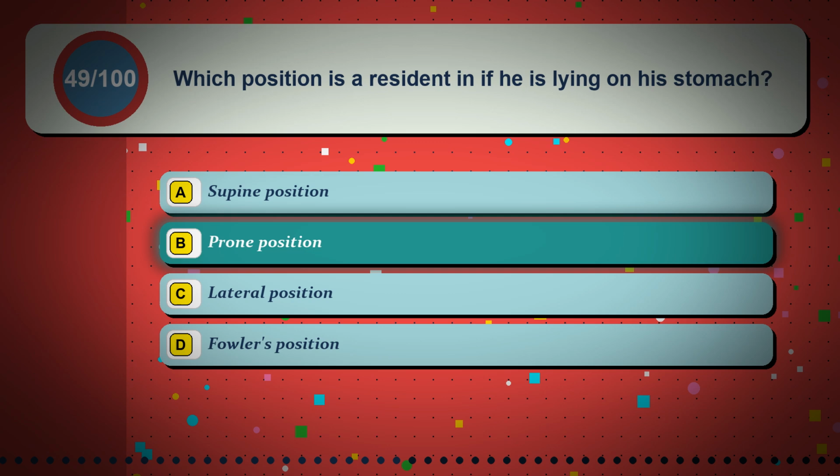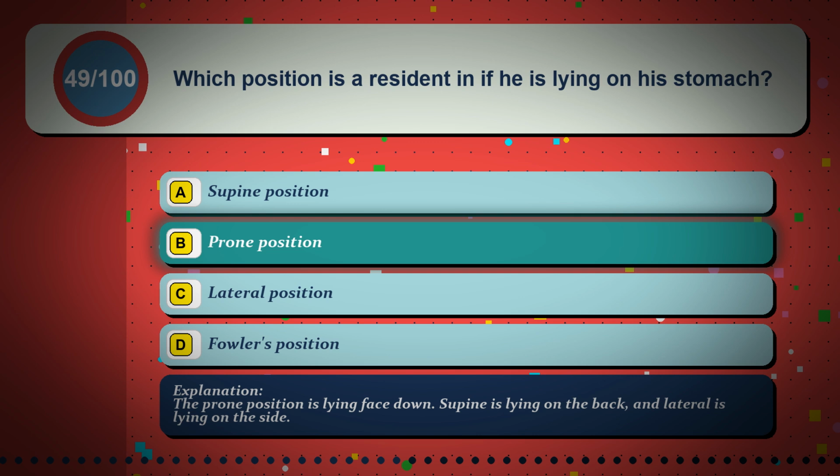The correct answer is option B, prone position. The prone position is lying face down, supine is lying on the back, and lateral is lying on the side.